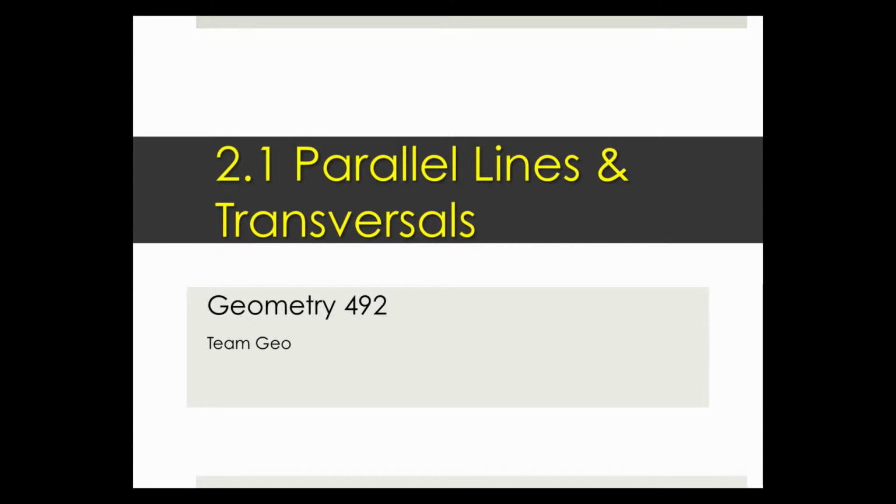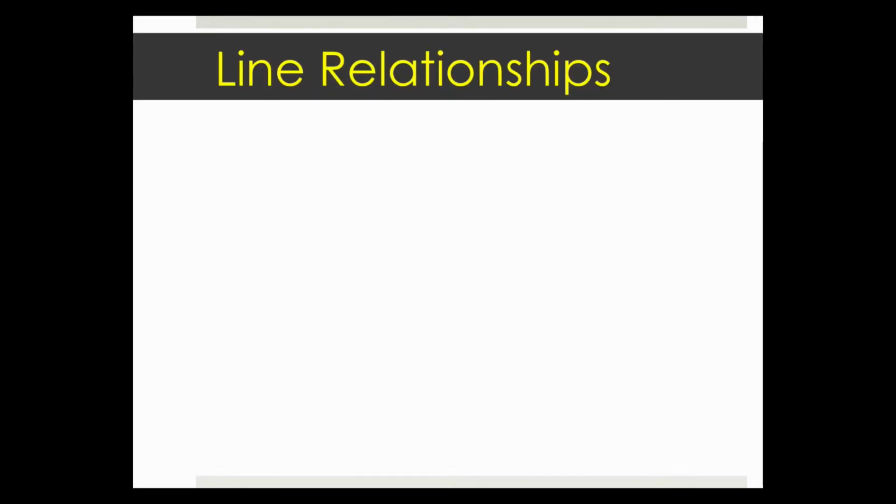Parallel lines and transversals. So a lot of terminology today, very little math. We need to establish, just like we did in chapter 1, the vocabulary so that we can all talk about the same thing. We're going to set up some scenarios here, learn some words, and then use those words later on. All right, we good? Beautiful.